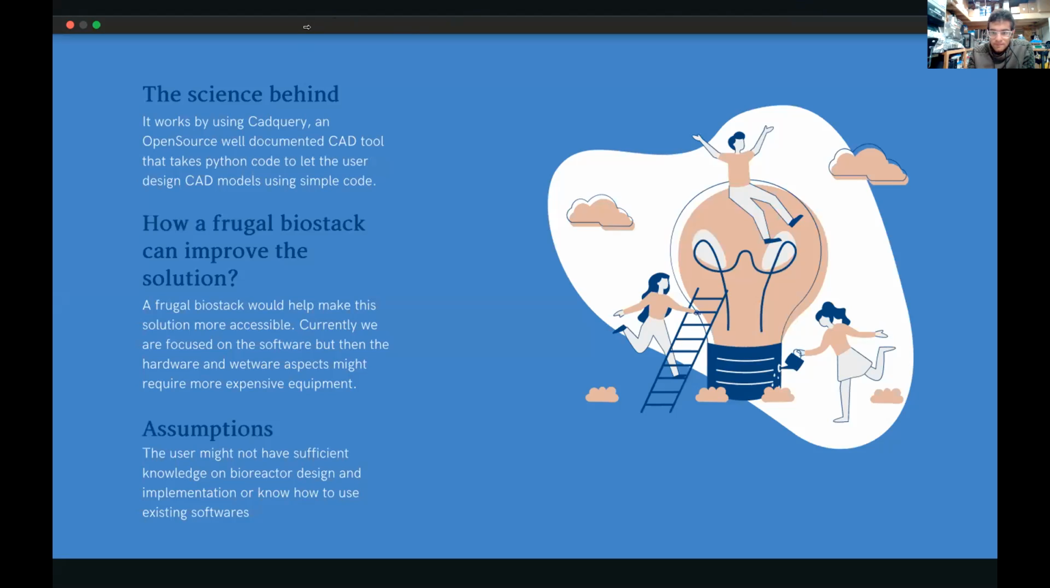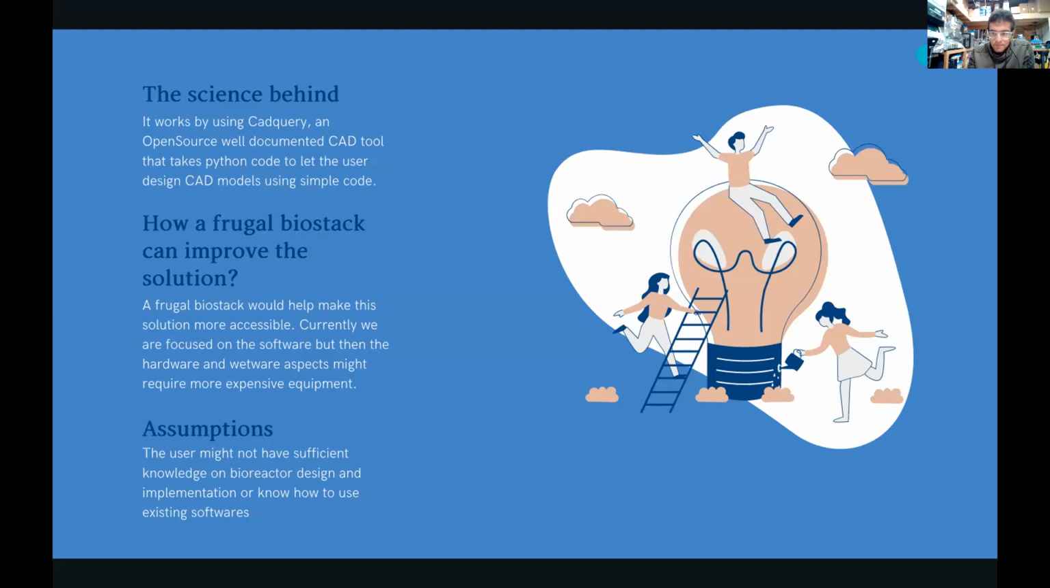Maurice will take over. So the science behind this is basically we use an open source Python library called CadQuery. CadQuery is a very well documented tool that allows us to code in Python and use parameters for our code itself. So that way the model, whatever we build, can be scalable.